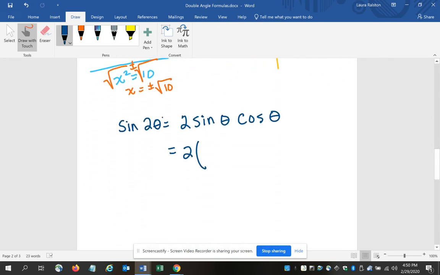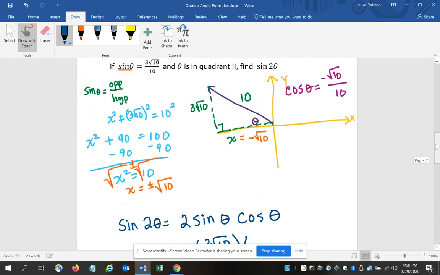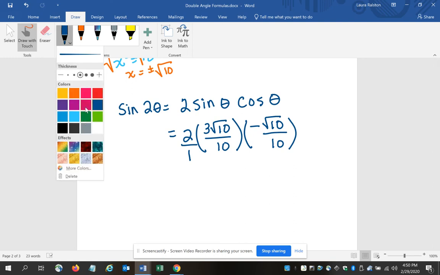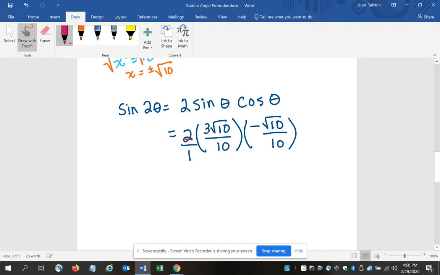So I have 2 times sine of theta, which was given to me originally, that's 3 square root 10 over 10. The cosine we determined to be negative square root 10 over 10. Now remember, your 2 is over 1. So here again, we have several fractions that need to be multiplied together. I'm going to multiply the numerators. 2 times 3 is 6, times negative 1 is negative 6.